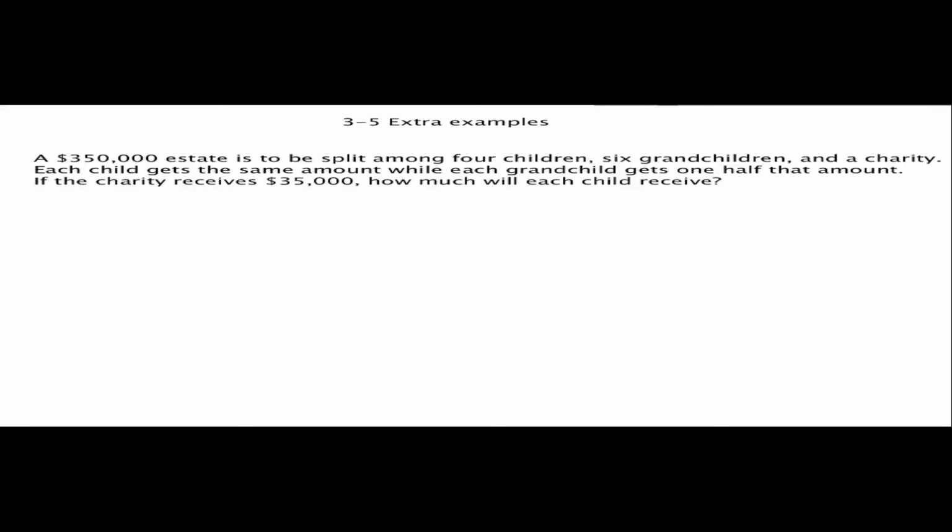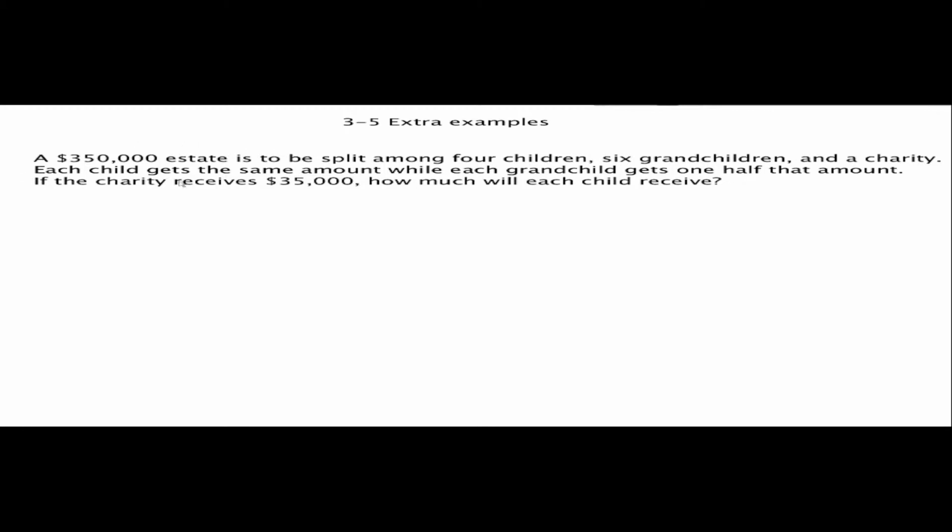Okay, 3-5, here's our first extra example. A $350,000 estate is to be split among 4 children, 6 grandchildren, and a charity. Each child gets the same amount, while each grandchild gets 1/2 that amount. If the charity receives $35,000, how much will each child receive?